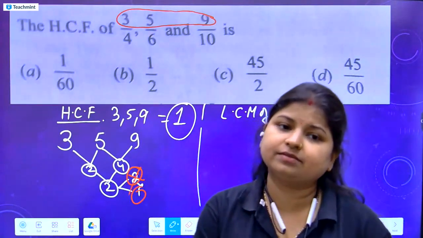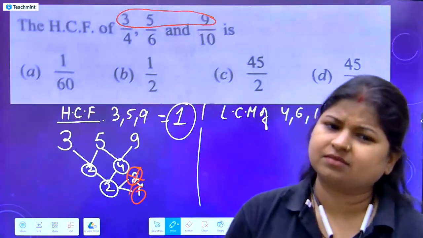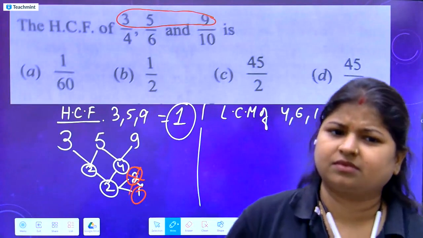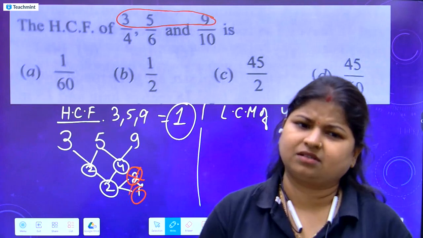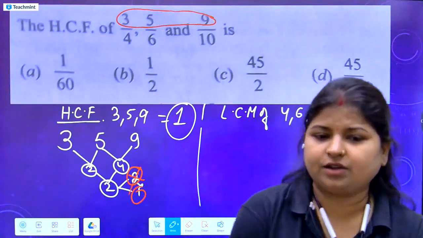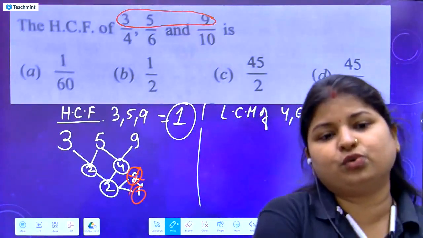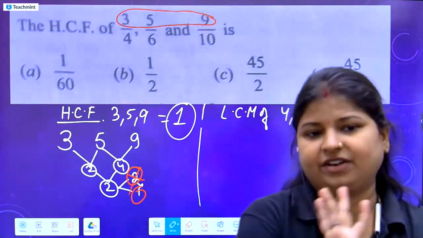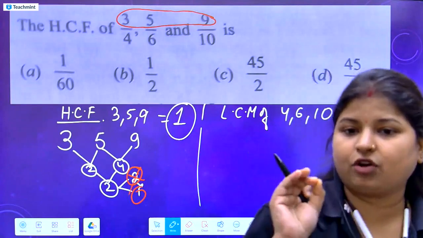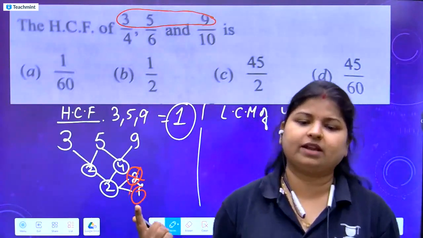Yes, Prisha? Ma'am, in the traditional method also, 9 minus 5 is 4, 4 minus 3 is 1, ma'am. I don't know which method you used, beta, but I have taught you to do it using the difference method only. I haven't taught you the traditional method, prime factorization or the division method. I have taught you the difference method, because it is easy and quick. Quickly you can get your answer.